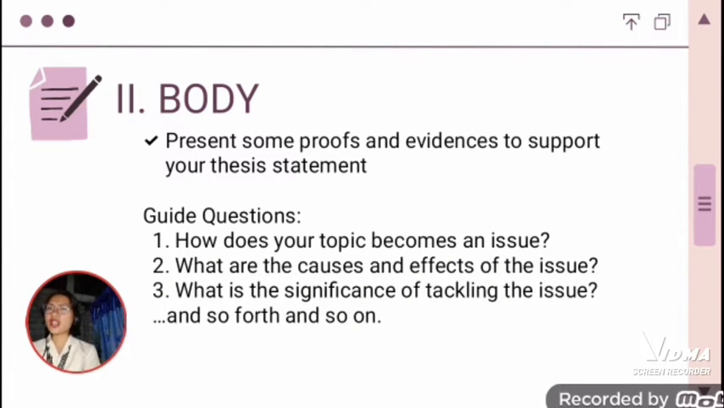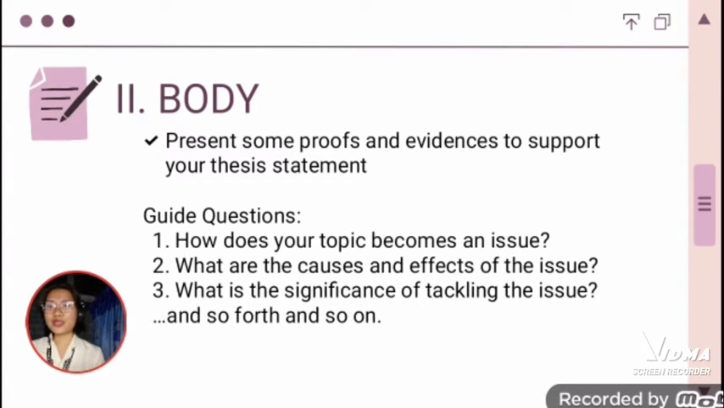And the next one is the body. After the introduction, where you have stated your thesis statement, you are now going, in the body part, to present some proofs and evidence in order to support your thesis statement. In the body part, here are guide questions that will help you have a structured or organized body.